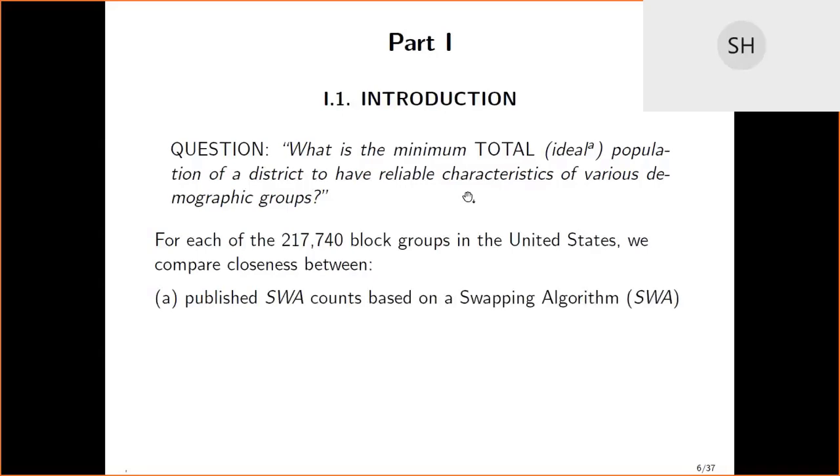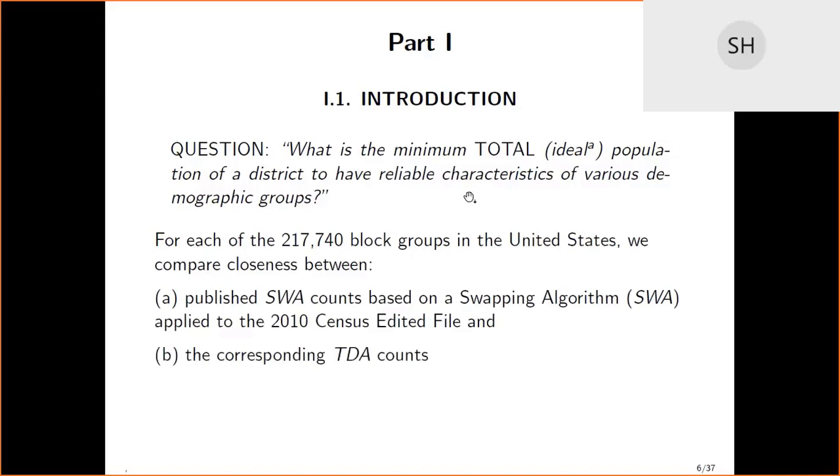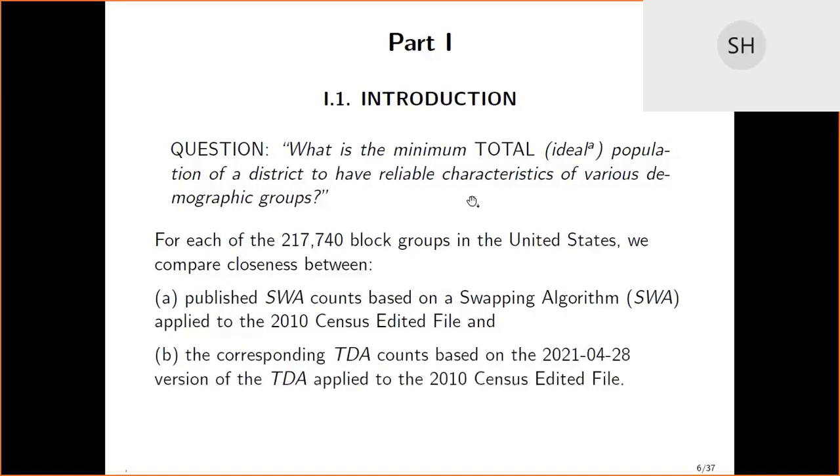based on a swapping algorithm that was used in 2010, applied to the 2010 census edited file, and we look at the corresponding top-down algorithm counts based on the April release, a version of the top-down algorithm which was also applied to the 2010 census edited file. Our comparisons are facilitated by a measure that we call the difference of ratios, and we represent it by DR.